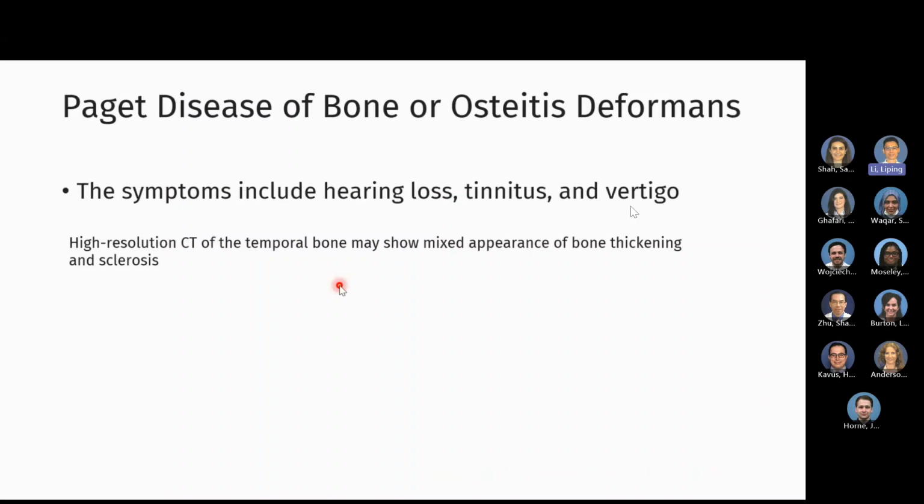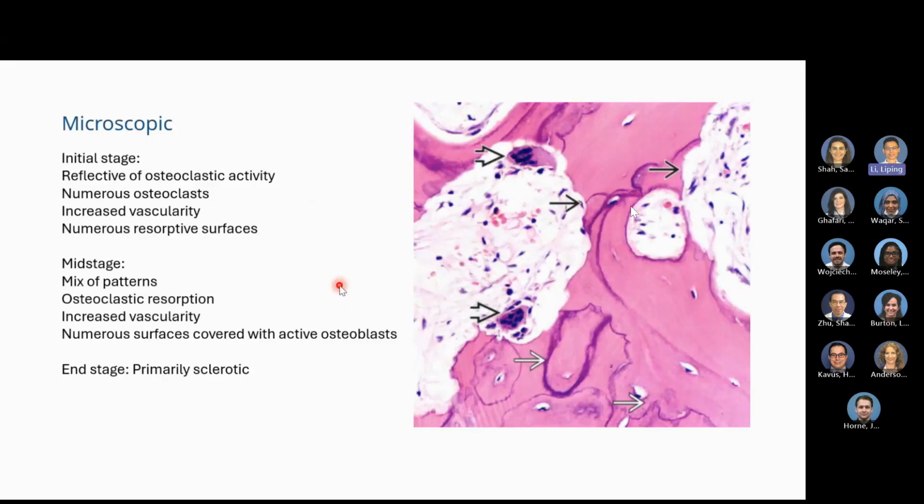So the next one is Paget's disease of the bone, aka osteitis deformans. The clinical symptoms of this disease are hearing loss, tinnitus, and vertigo. Microscopically, there are different stages, but the mechanism of this disease is that osteoclasts and osteoblasts break the balance between these two types of cells. In the initial stage, the osteoclast is trying to destroy the bone, and then the osteoblast would like to have this balance and remodel the bone. So what you can see is Paget's disease.